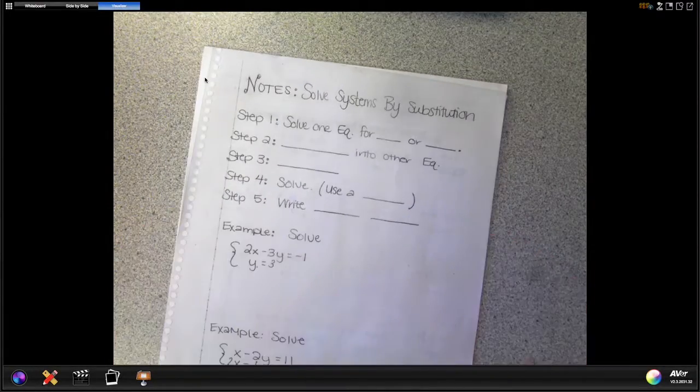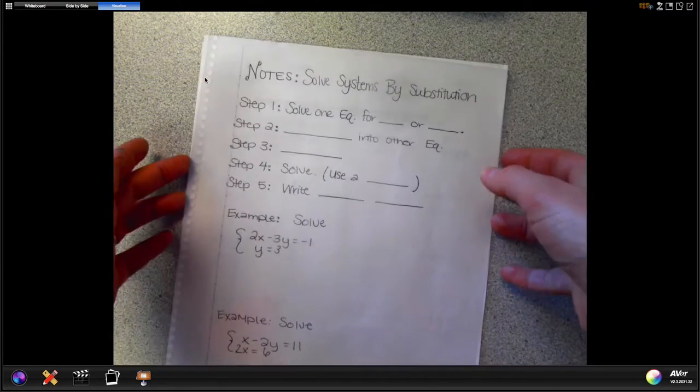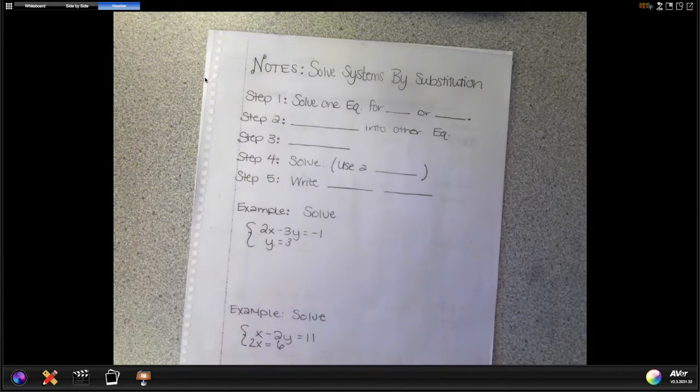Okay, hello and welcome to Solving Systems by Substitution, the introduction. So today we are taking a break from our packet to just introduce solving systems by substitution before we get into it full bore next week.